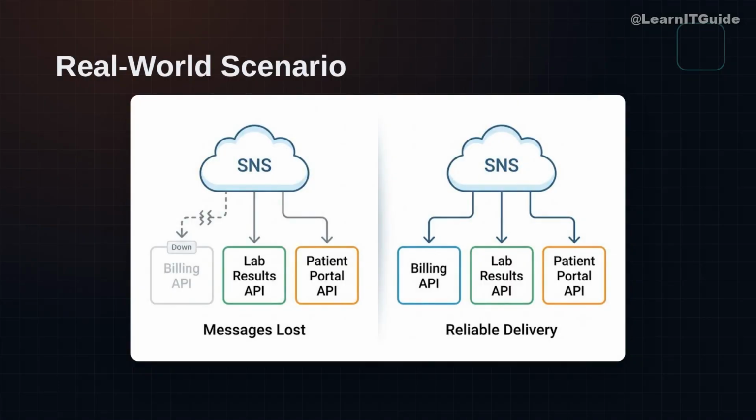Consider this real-world scenario. A healthcare startup was broadcasting patient lab results using SNS. They sent messages directly to 3 downstream service APIs. When their billing service went down for maintenance, those lab results were simply lost. They fixed this by using an SNS to SQS pattern. Now, SNS broadcasts to 3 separate SQS queues. If the billing service is down, its queue simply fills up and the service processes the backlog when it returns. No data is ever lost.